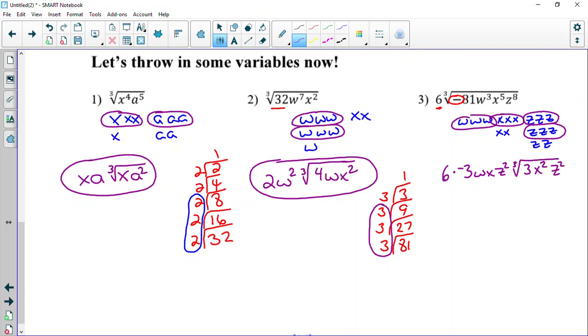Now to simplify finally, the 6 times negative 3 gives me negative 18. And then I'm just going to bring everything else there. And don't forget the 3 inside the hook. And then we are done. Alright, that is it for simplifying cube roots.